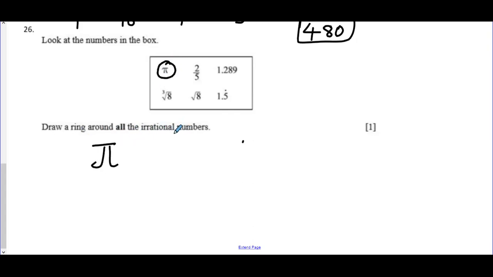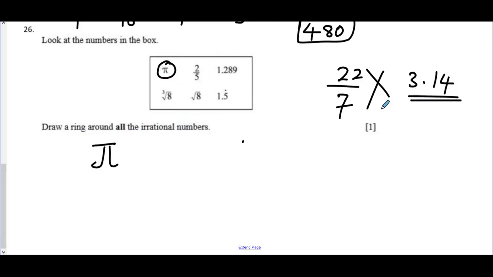Is pi an irrational number? An irrational number is any number that cannot be put in a form of a fraction. So pi, some people will start saying pi is 22 over 7. No, pi is not 22 over 7. Pi is approximately 22 over 7. And some other people will say 3.14 is pi. Pi is not 3.14. This is just an approximation of pi. Pi can run forever, will not terminate, will not even recur, will keep going. So pi is an example of an irrational number.